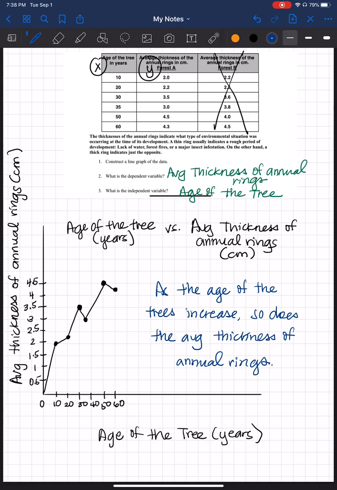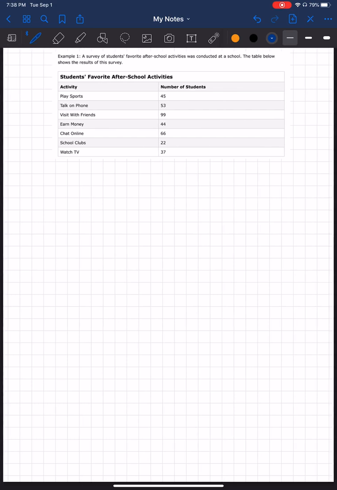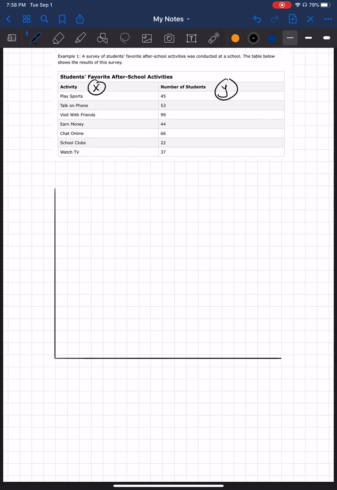And then again, last one, we're gonna do a bar graph. Same idea, only you're doing a bar instead of a line. So same thing, we're going to make our line. Right, and then just like the other one, here is your X and here is your Y. So our scenario is a survey of students' favorite after-school activities was conducted, and here's the data. Right, so our X-axis will be the activity, and then our Y-axis is number of students.